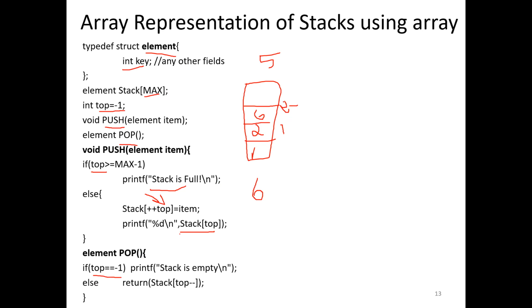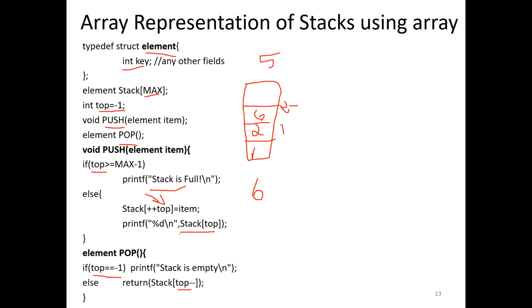Stack top is 2. Is it -1? No. That indicates that the stack is not empty. Stack is having some elements. Okay. Return stack top. So top has to be decreased. Later, after returning, top has to be changed, has to update.